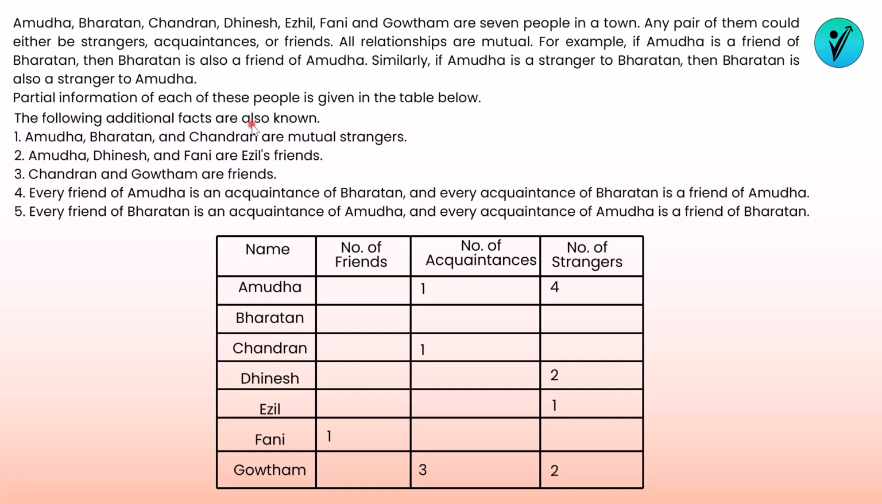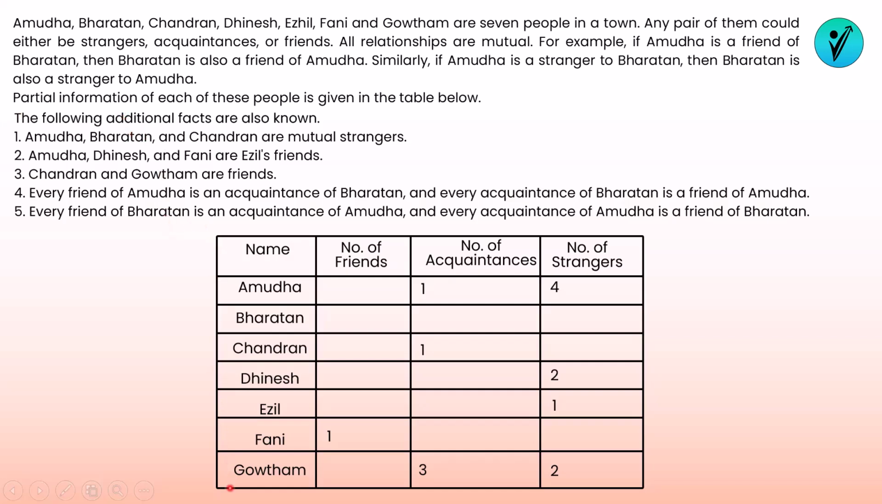The following additional facts are also known. Let's take a look at some of the conditions that they have given us in the information. The first one says A, B, and C are mutual strangers. So they have given us information about A, B, and C, that they are mutual strangers. That means each one of them is a stranger to the other two people. So A is a stranger to B and to C. B is a stranger to A and to C. And C is a stranger to A and to B.